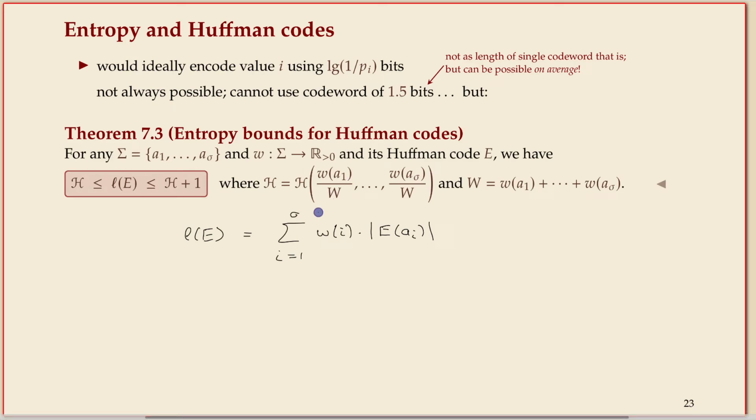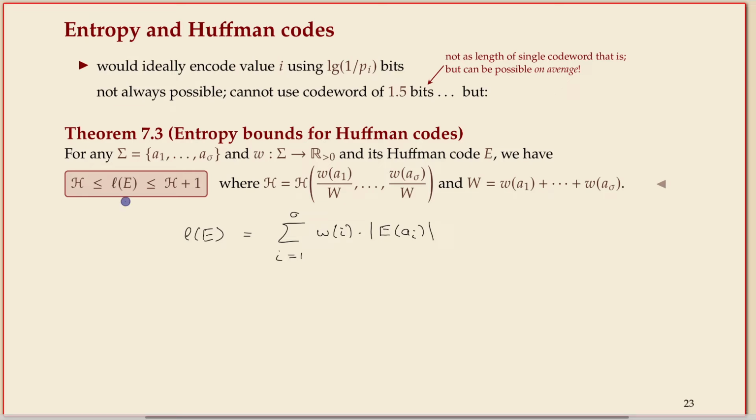Now we take the relative weights. So these are exactly the weights, but we divide by their sum. And if the weights are probabilities, then the sum will be 1, and this is just the entropy of the probabilities. But in general, it's convenient to allow weights so that we can just put in frequencies. I take the relative weights, I compute their entropy, and it turns out that this is a very tight bound for how well the Huffman code works for these weights.